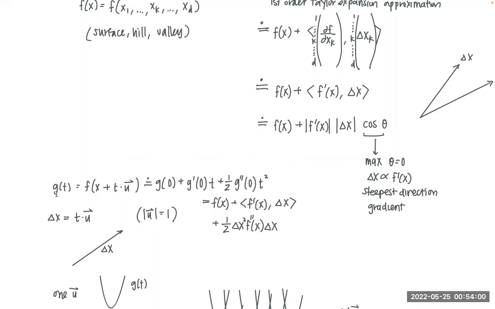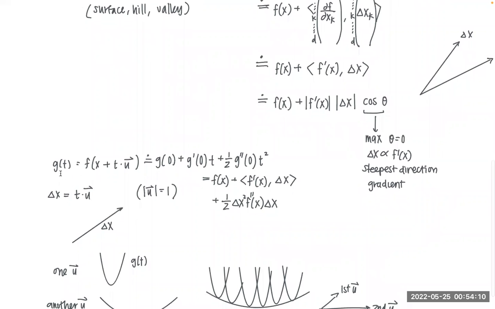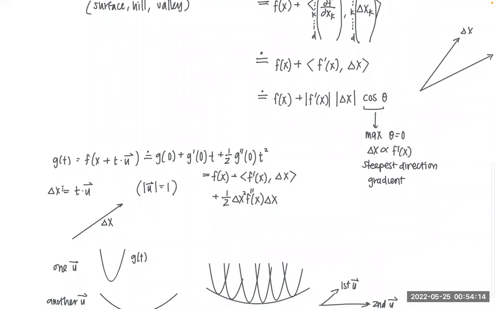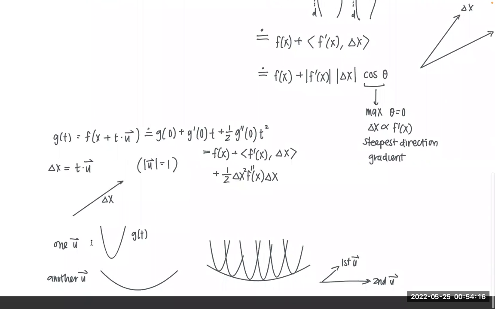So this way, we are probing, or viewing, this function f of x along the direction u, so that this becomes a one-dimensional function. So for example, in one direction, one u, we see a function of this form, highly curved. In another direction, for another u, we may see a function like this.